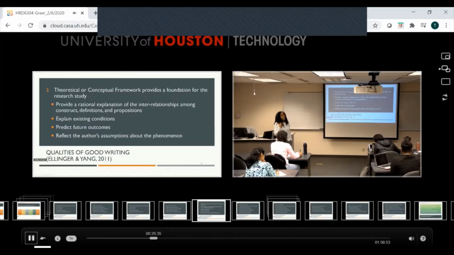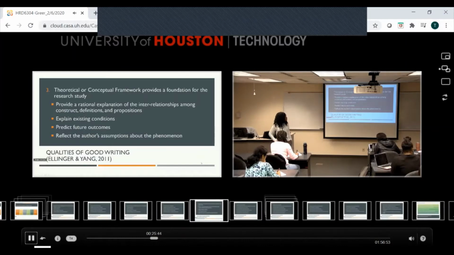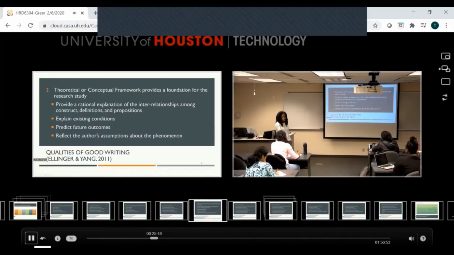Sometimes the framework is the outcome, right? So you don't always have this up front. Okay? But the goal of using a theory or a framework is to provide an explanation for why you think certain things are going to happen in this research study.